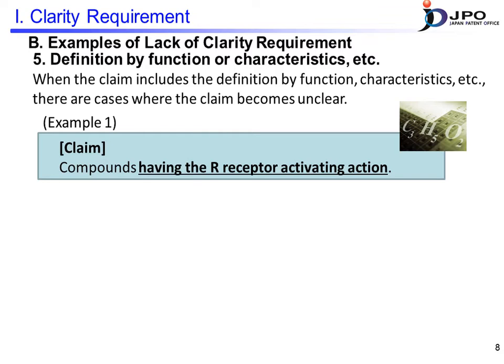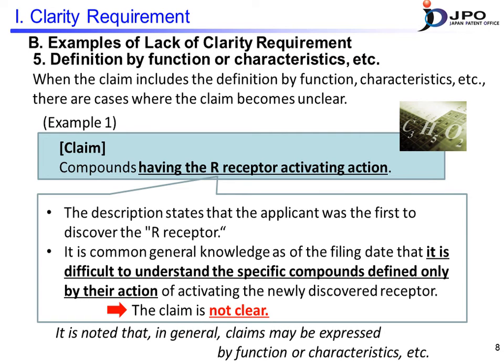Compounds having the R receptor activating action. The description of this patent application states that the applicant was the first to discover the R receptor. It is common general knowledge as of the filing date that it is difficult to understand the specific compounds defined only by their action of activating the newly discovered receptor. In this case, the chemical composition or chemical structure of the compounds cannot be understood based solely on the action of activating the R receptor. Therefore, this claim is unclear.